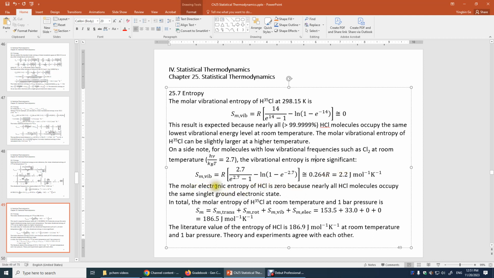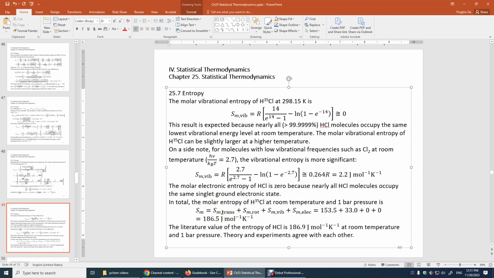The molar electronic entropy of HCl is 0 because pretty much all HCl molecules occupy the same singlet ground electronic state. So G0 is simply 1. The multiplicity of a singlet spin state is just 1. Singlet means 1. In total, the molar entropy of HCl 35 at room temperature and 1 bar pressure is this.